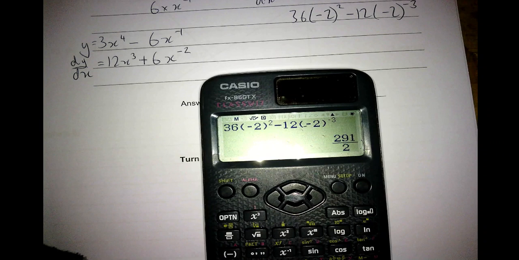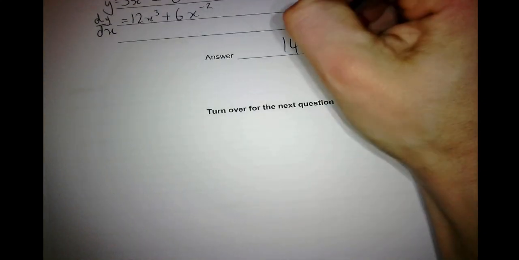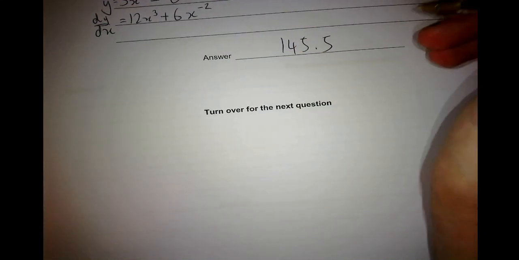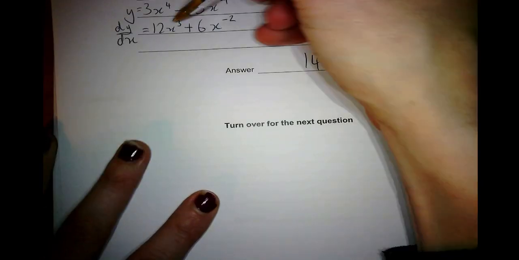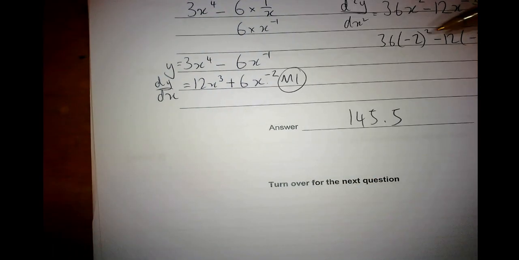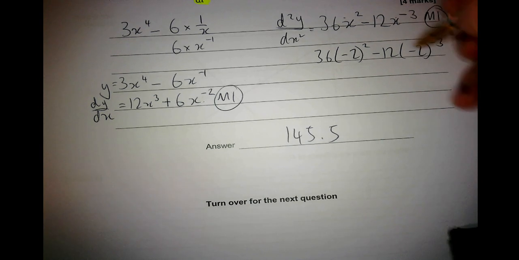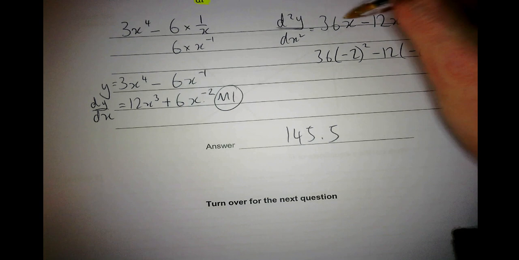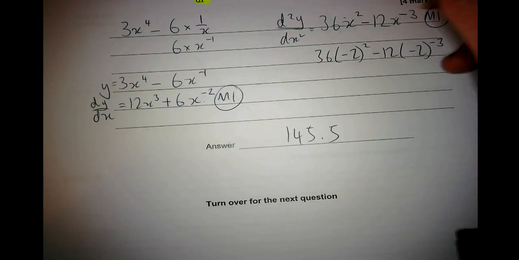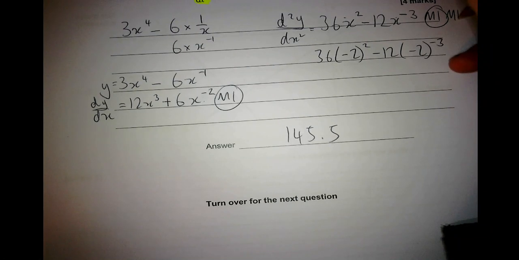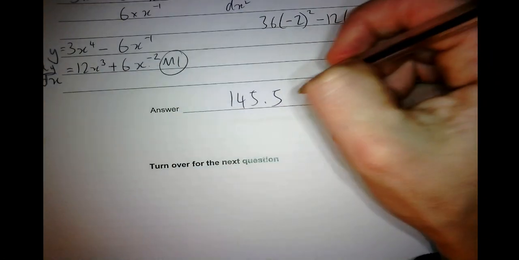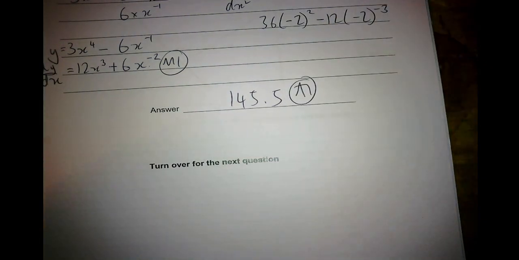Gives me 291 over 2, or 145.5. You would get 1 mark for 12x cubed or 6x to the negative 2. You would get 1 mark for 36x squared or negative 12x to the negative 3. 1 mark for both of those values, so if you have 36x squared and negative 12x to the negative 3, you'll get another mark. And then full marks for 145.5 or 291 over 2.